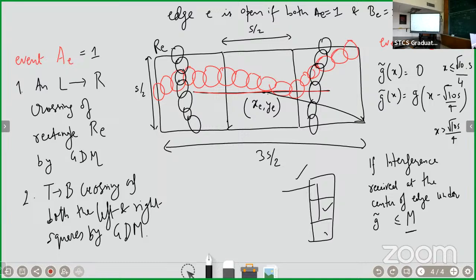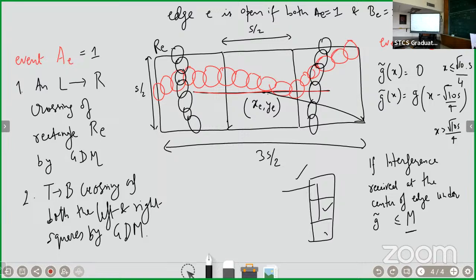I've drawn these lots of circles, right? A circle essentially means that there is an edge between them. So if there is an edge between two nodes of the Gilbert disk model, and if the edge is open, what does it imply? The disk model is percolating and the edge is open, so that means this vertical path and horizontal path exist, as well as this condition being true.